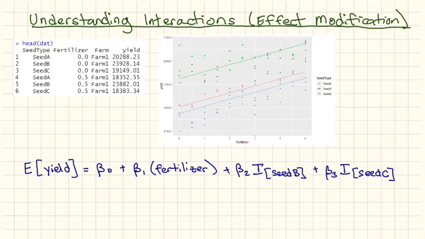You can recall in our original model, which is written down below, we had the effect of fertilizer and we had the effect of each of the seeds. And we got these like 3 parallel lines. So it didn't matter what seed type you were using, the effect of fertilizer was the same for each of them.